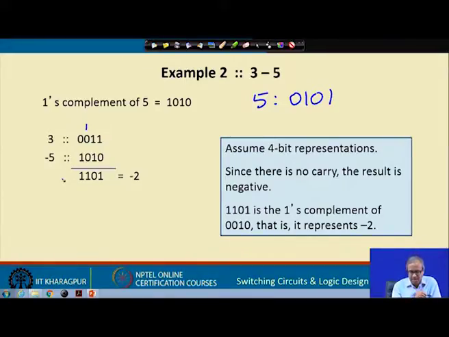So, here there is no carry; you do not do anything, leave it as it is, and you can check from the table that 1101 is nothing but the 1's complement of 2, that means minus 2. So, your result is already there. If there is an end around carry, you will have to add it back. If there is no carry, you do not add anything; your result will already be in 1's complement. This is what we mean by you can do subtraction using addition.